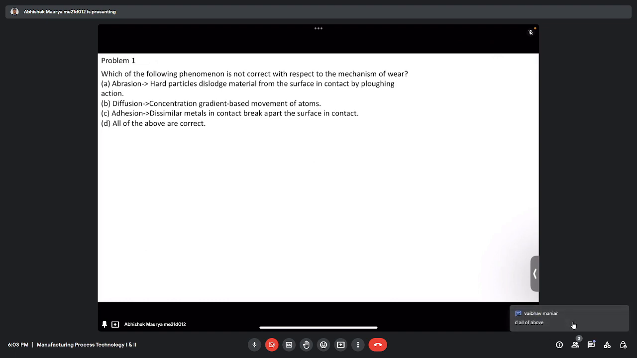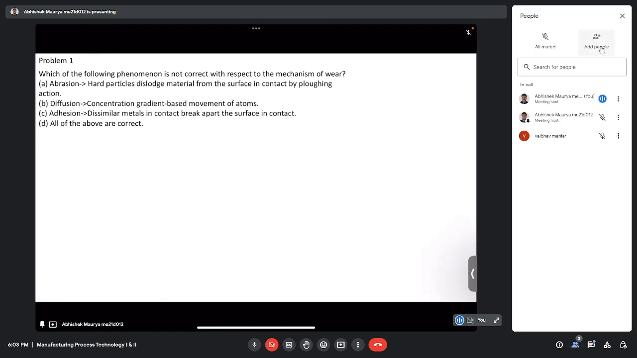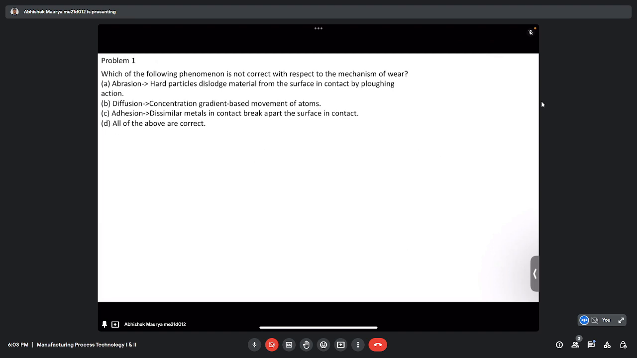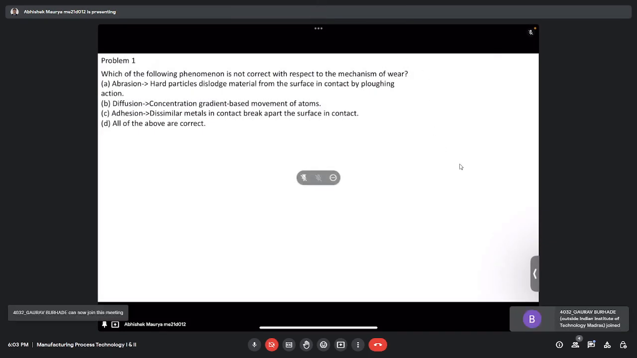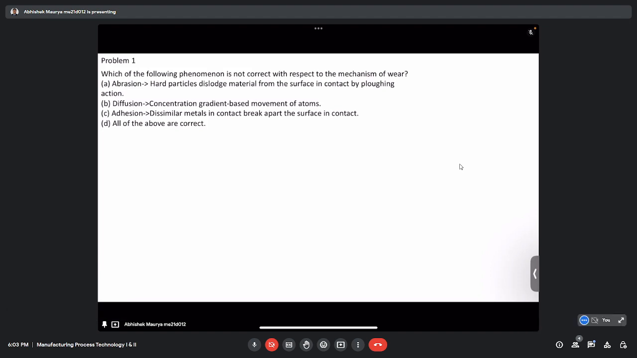Okay, Vaibhav, you have given answer D. Okay, let's try to discuss it together, one by one. In this question, it has been asked which of the following phenomena is not correct. Please note the words "not correct" with respect to the mechanism of wear.